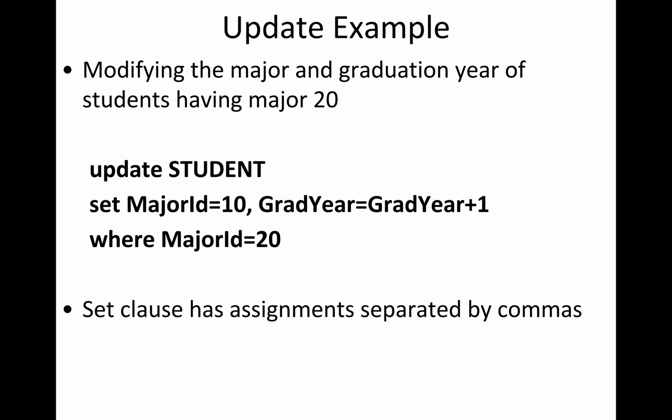Here we are. Somebody changed majors from chemistry to mechanical engineering, and now they have moved the graduation year one more year. So we can refer to the current value of the record in the updates, right? So whatever graduation year was 2017 now becomes 2018, right? Which is pretty cool. All right. Okay, let's move on.